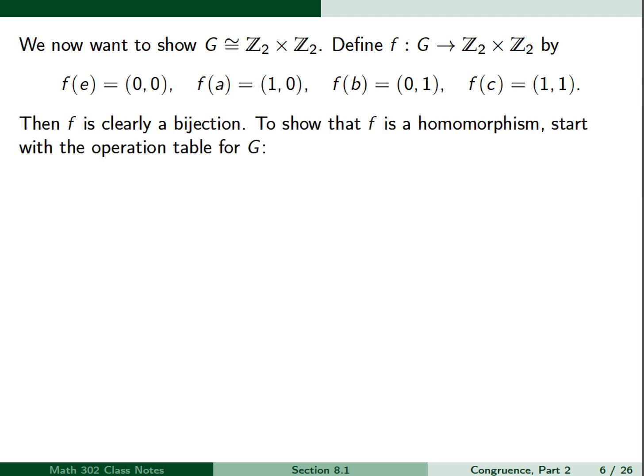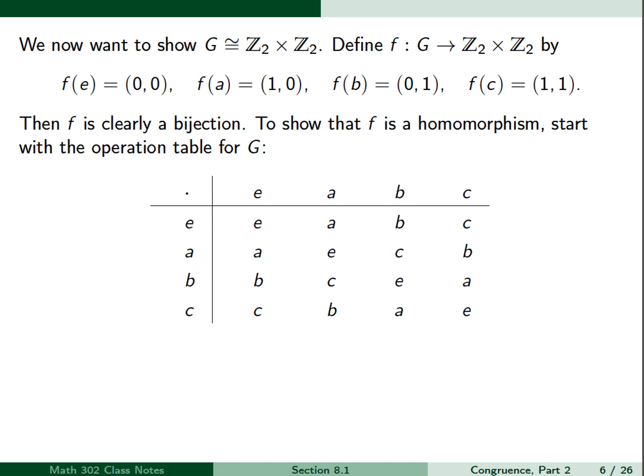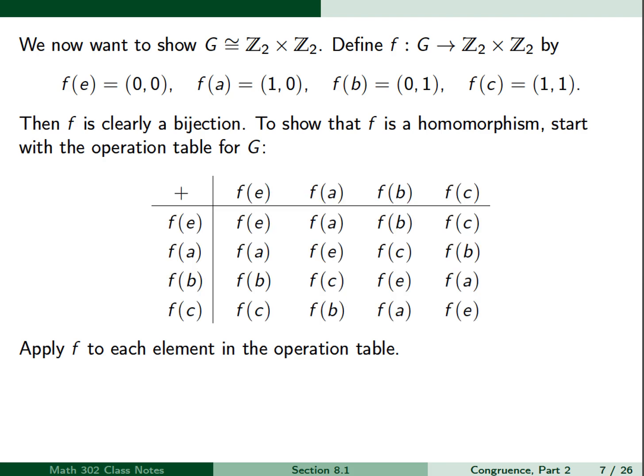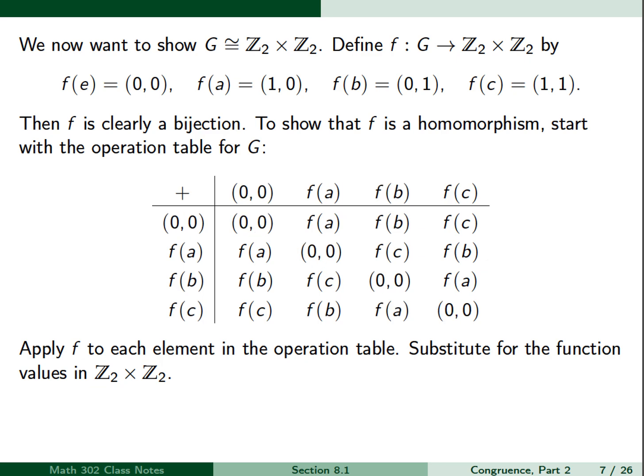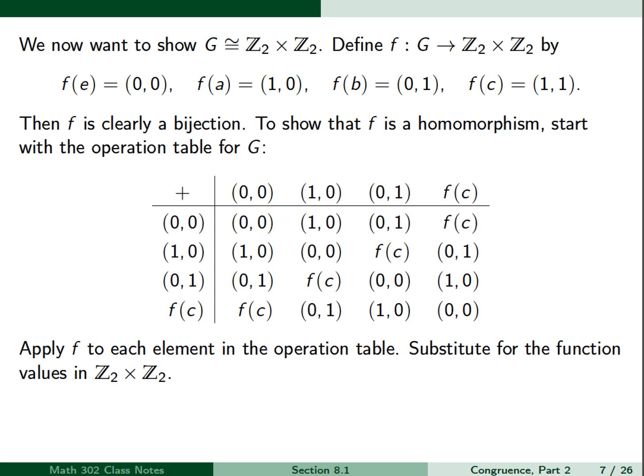To show that f is a homomorphism, we can start with the operation table for G. We'll apply f to each element in the operation table. And we'll substitute for the function values in Z2 cross Z2. So f of e is equal to (0, 0). f of a is equal to (1, 0). f of b is equal to (0, 1). And f of c is equal to (1, 1).